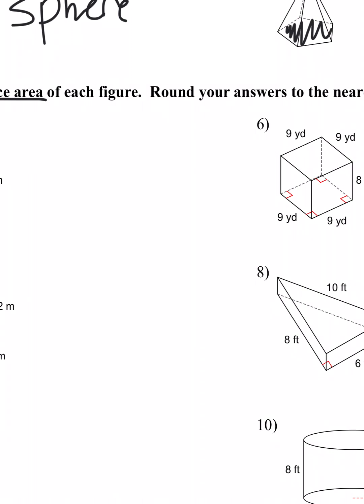Number 5, let's start there. We need to start with what the shape is. Okay, what's its shape? Pyramid or prism? Prism, and we're looking for a surface area. So go to your formula sheet, surface area of a prism. Okay, what is the formula for surface area of a prism? S equals what? 2b plus ph.